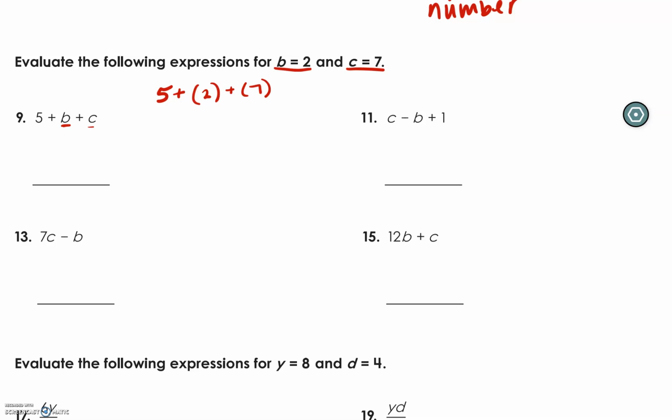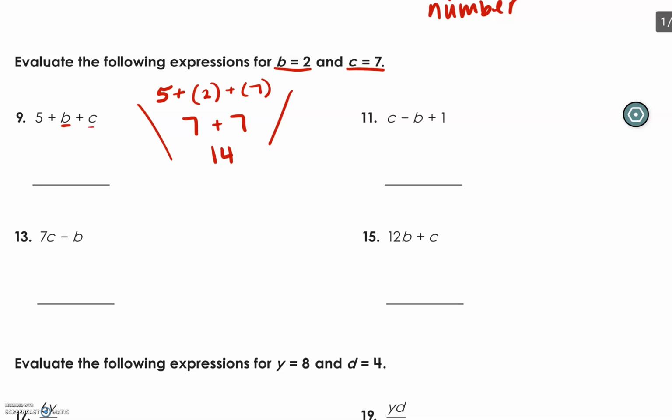So since it's all addition, I fall back on my order of operations, and I'm going to work left to right. So 5 plus 2 would be 7. 7 plus 7 would be 14. And again, notice how I simplify down to a single value. When we have all numbers, we can simplify to a single value.